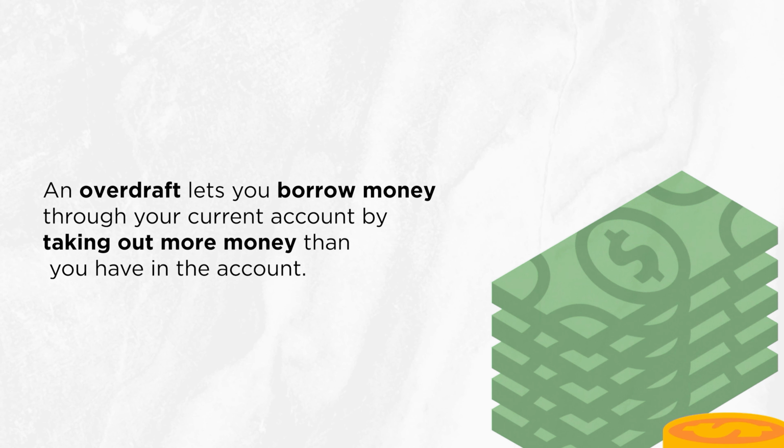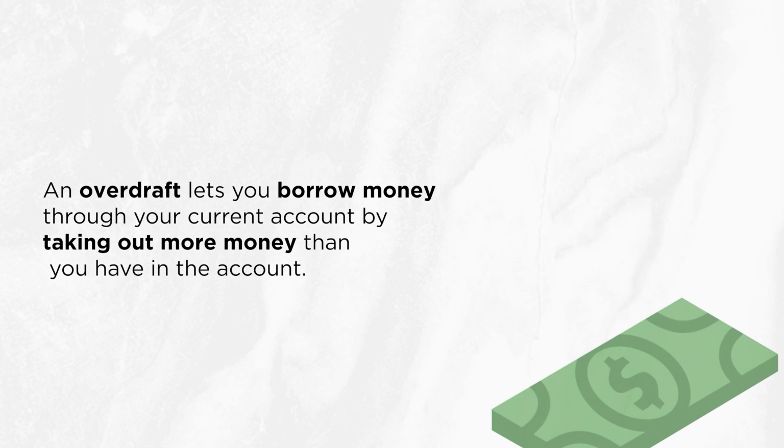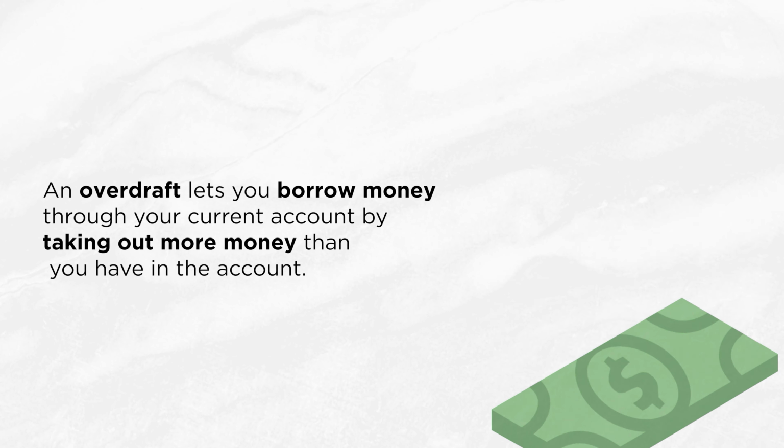Number 5. Overdrafts. An overdraft lets you borrow money through your current account by taking out more money than you have in the account. In other words, you go overdrawn.